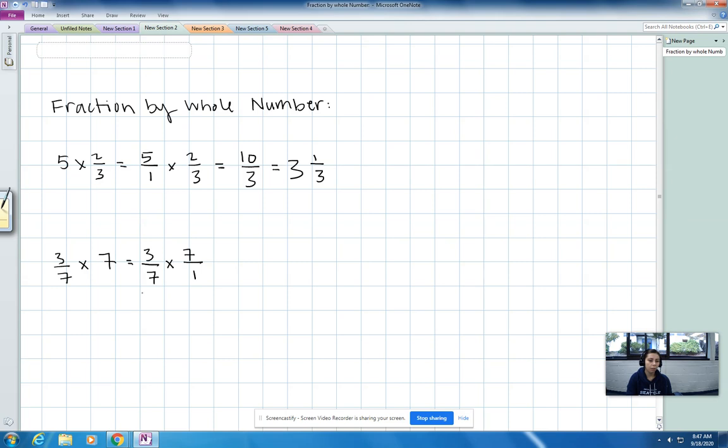7 and 7. Well, we could divide both by 7. 7 divided by 7 is 1. 7 divided by 7 is 1. And then if we look up and down, there is nothing left to cross-cancel, so we are ready to multiply across the top and across the bottom. 3 times 1 is 3. 1 times 1 is 1.